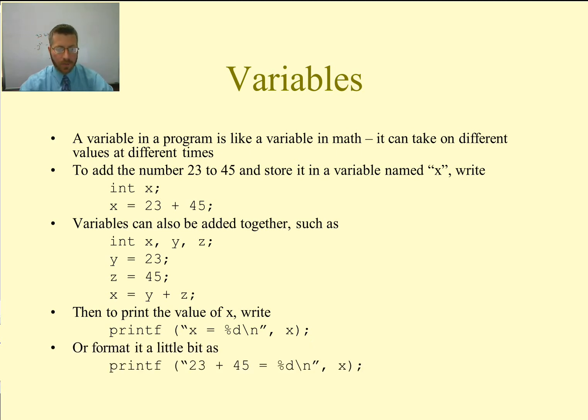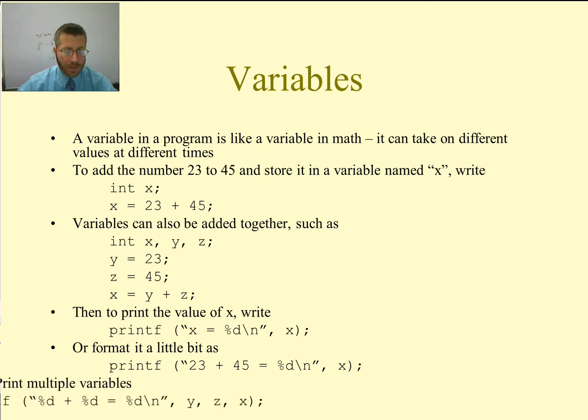Okay, I can also format my output a little bit more if I didn't want it to just say x equals, but I actually wanted the equation printed there. So you see here, I can just have my printf statement, open my parenthesis, open my quotation marks, and then just put the values in there. 23 plus 45 equals %d, the value of a variable. The value of the variable that I would like to print is x, that's after the comma, and then I have a new line character followed by my quotation marks, and then don't forget your closed parenthesis followed by the semicolon at the end of the line.